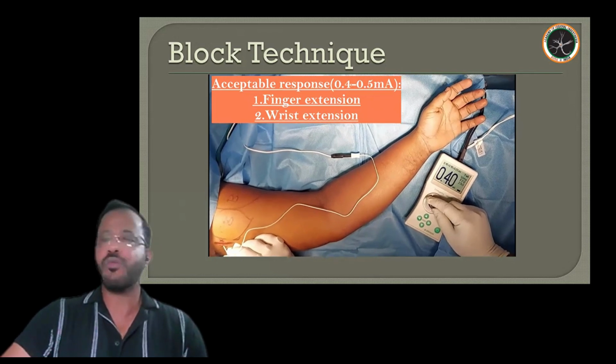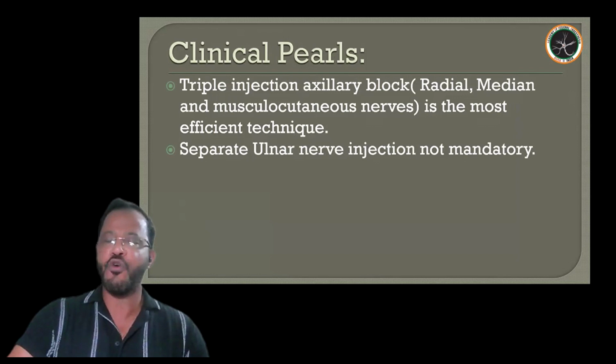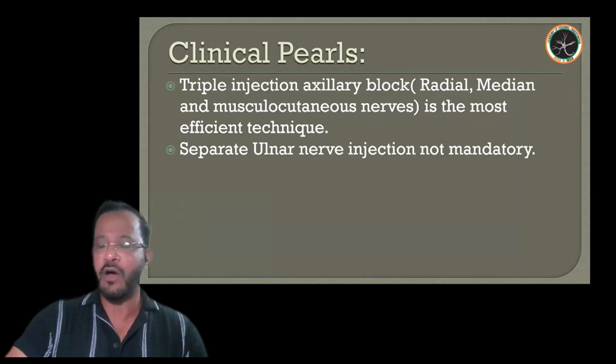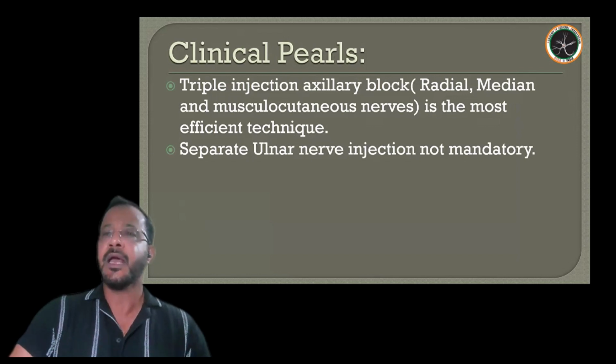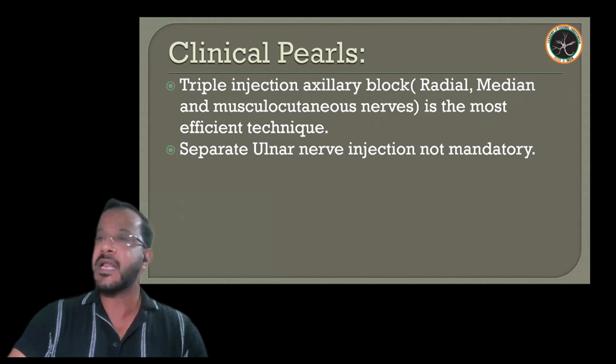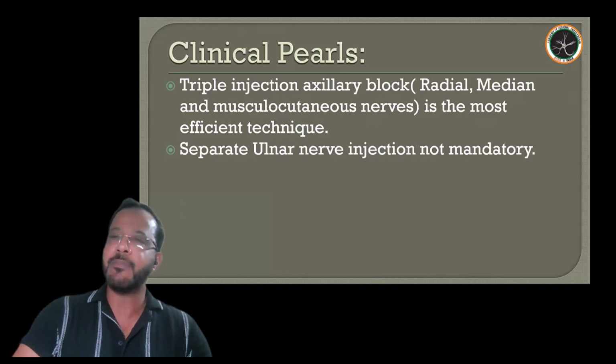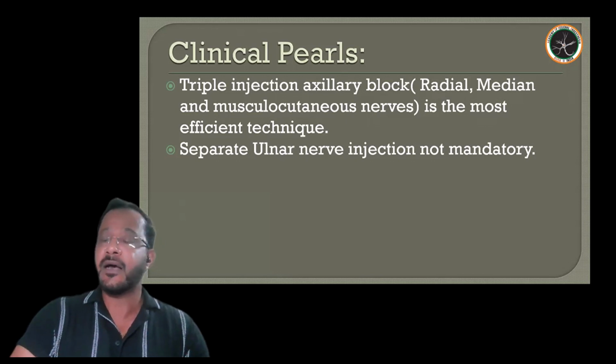So by this, we have completed the injection of all the four nerves. We have stimulated all the four nerves and injected around 5 to 7 ml of local anesthetic near the respective nerve. So what is the clinical pearl? The triple injection axillary block is the most efficient technique. If you have a time constraint, you can inject around the radial nerve, the median nerve, and the musculocutaneous nerve. If you inject around these three nerves, usually the ulnar nerve can be taken care of. The separate ulnar nerve injection is not mandatory.